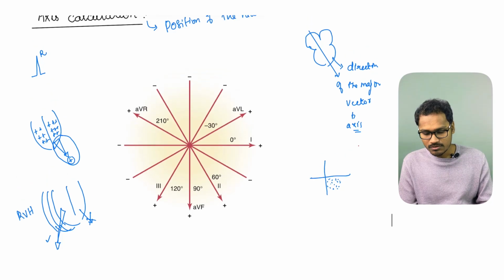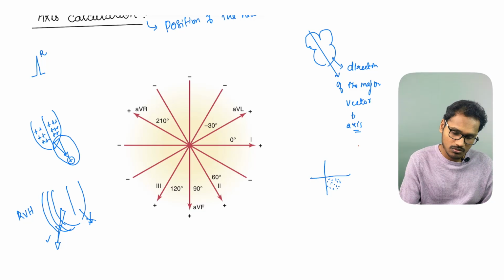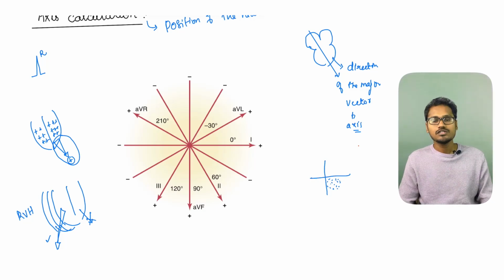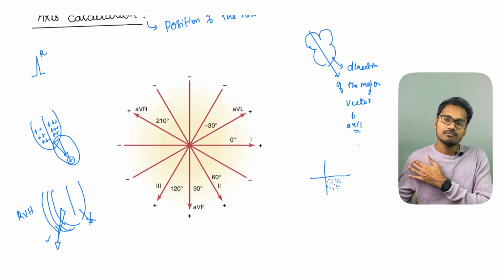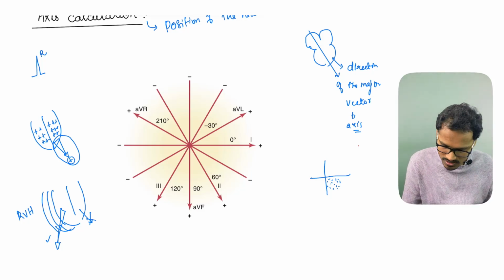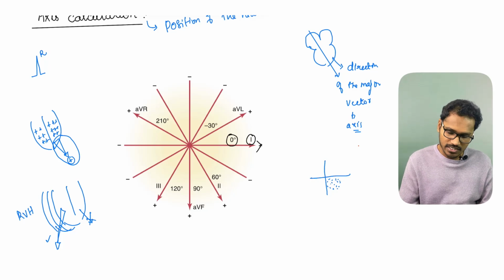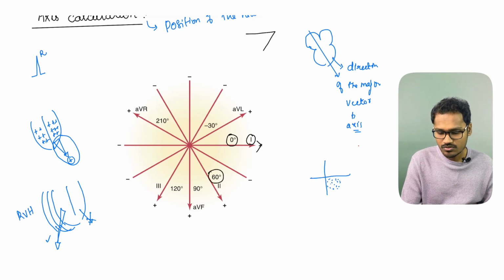To understand the purpose of the axis, we have to know the normal direction of the leads, especially the augmented and the limb leads. All of us know lead one is attached between the right arm and the left arm. That is lead one's direction, going in this direction, and it is almost at 0 degrees. Whereas the next limb lead, lead 2's direction, is at 60 degrees, because in Einthoven's triangle we already saw it like this.